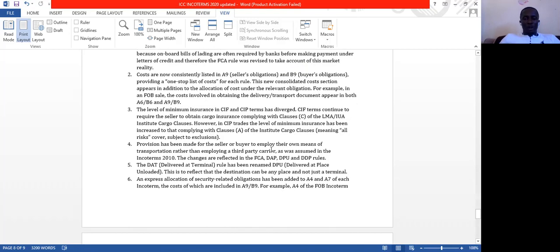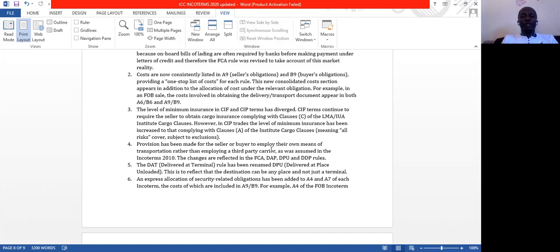Now, the level of minimum insurance in CIF and CIP terms has diverged. In CIF terms, we continue to require the seller to obtain cargo insurance complying with the clause C of the LMA and IUA Institute cargo clauses. But when you look at the CIP trade, the level of minimum insurance has been increased to that complying with the clause A of the Institute cargo clauses, meaning all risks are covered subject to only the exclusions. Okay.